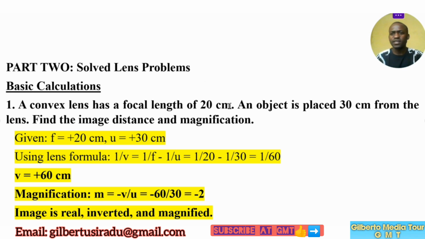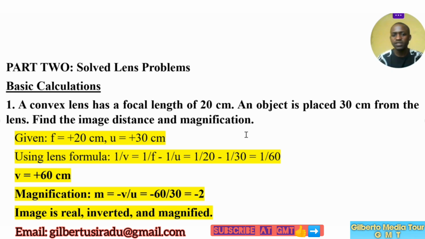It's about basic calculation. It's very simple. They are not too complicated. It's just to help you to try. A convex lens has a focal length of 20 centimeters. An object is placed 30 centimeters from the lens. Find the image distance and the magnification.